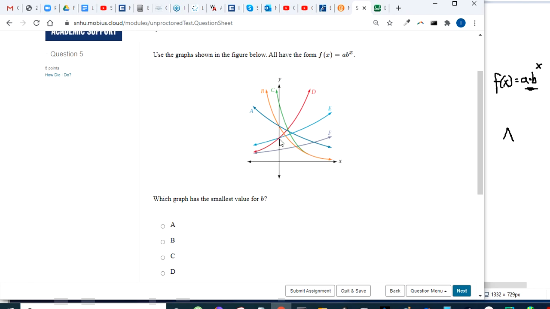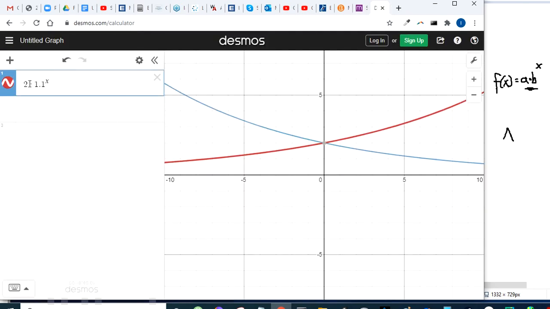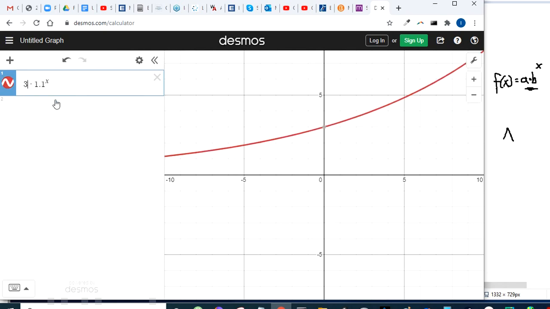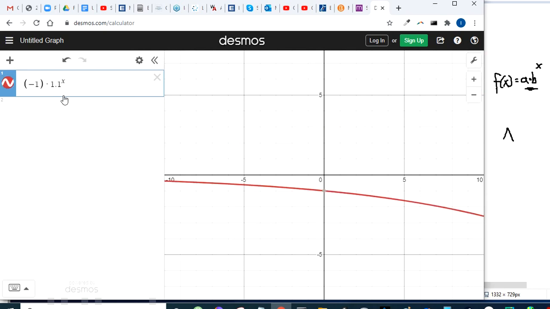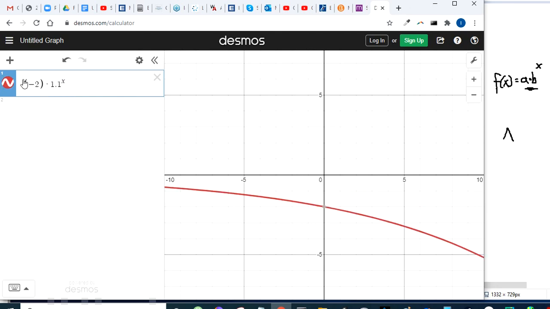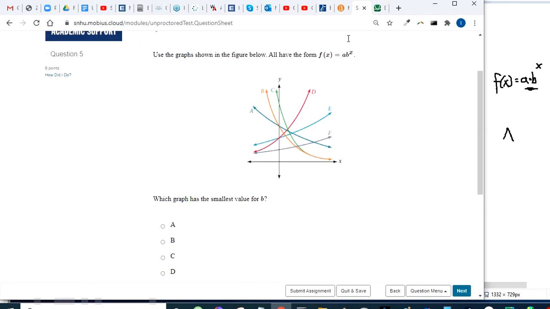To make these, here, I'll just show you what a does. a is just like the y-intercept of an exponential function. Look, it's 2, it crosses at 2 on the y-axis. When it's 3, it crosses at 3 on the y-axis. When it's -1, it crosses at -1 on the y-axis. -2, so a is like the y-intercept.